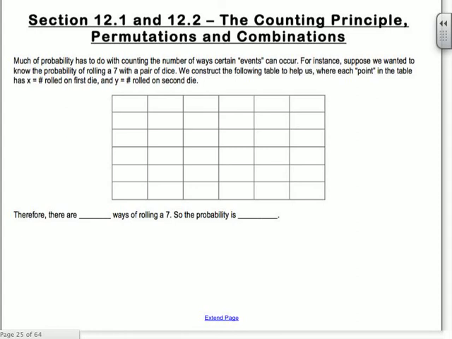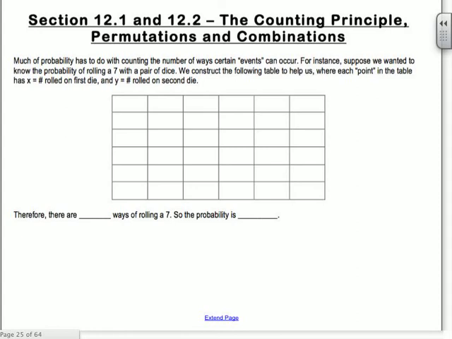events can occur. So for instance, suppose we wanted to know the probability of rolling a 7 with a pair of dice. We did this in our activity. Do you guys remember the number of ways you could roll a 7? You could have 2 and 5, 5 and 2, that's different, right? 3 and 4, 4 and 3, 1 and 6, 6 and 1. So there's 6 ways. And then how many total outcomes did you guys get for a pair of dice?